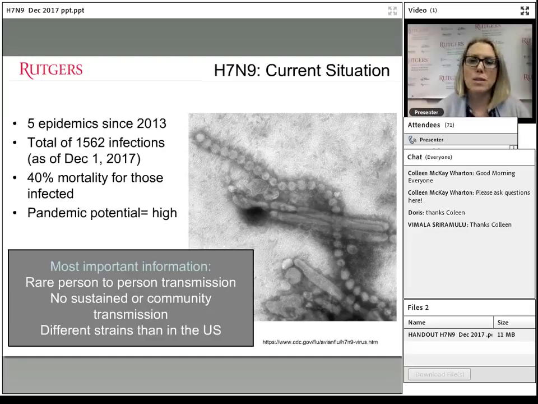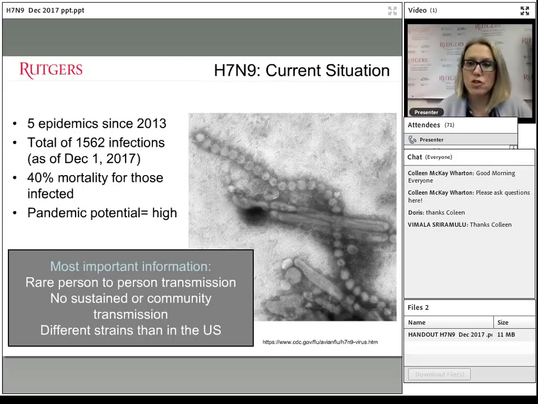The most important take-home message, though, about the current situation is that it is very rare for people to become infected with this virus. You have to have contact with birds. There is some transmission from person to person, but it is not sustained. They are seeing what they call clusters from each epidemic, with 1 to 2 to maybe 3 people getting sick from somebody who had contact with birds, but those are typically people in their immediate family or in their very close contacts, or maybe providing them a lot of care.